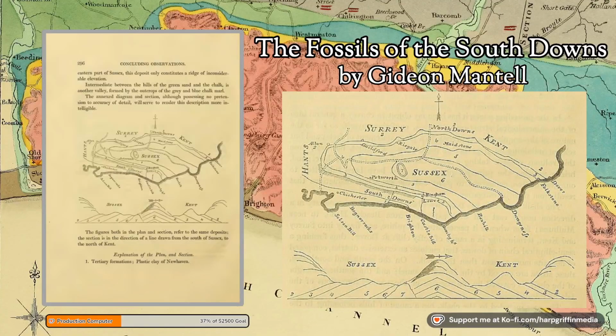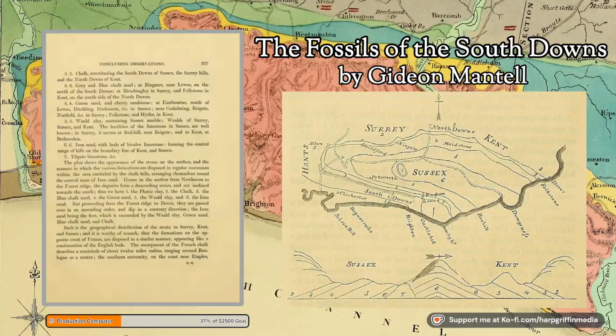1. Tertiary formations, plastic clay of Newhaven. 2. Chalk, constituting the South Downs of Sussex, the Surrey Hills, and the North Downs of Kent. 3. Grey and blue chalk marl at Ringmer near Lewes, on the north of the South Downs, at Bletchingley in Surrey, and Folkestone in Kent, on the south side of the North Downs. 4. Green sand and Cherty sandstone at Eastbourne, south of Lewes, Ditchling, Haslemere, etc., in Sussex, near Godalming, Reigate, Nutfield, etc., in Surrey, Folkestone and Hythe in Kent.